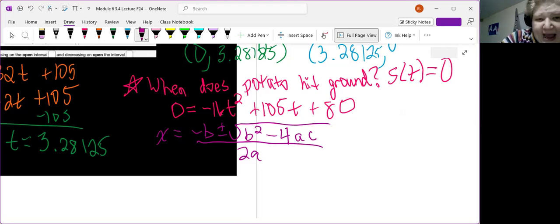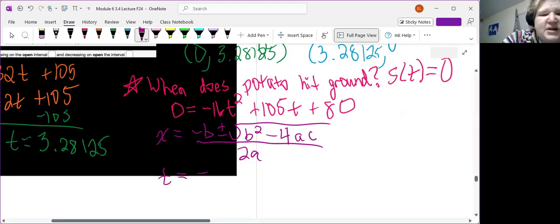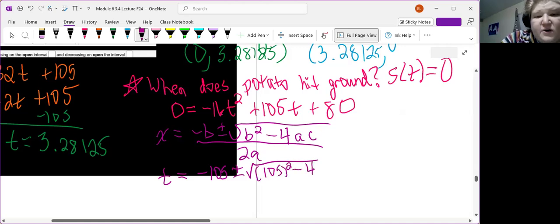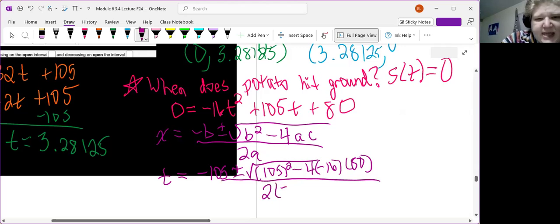All right, so remember that a is on our squared term, b is on our linear variable, and c is our constant number. Now, the formula is written with x because usually in math we write things in terms of x. This particular quadratic, though, is in terms of t. So what we're actually going to solve for is t equals negative 105 plus or minus the square root of 105 squared minus 4 times negative 16 times a positive 80, all over 2 times negative 16.